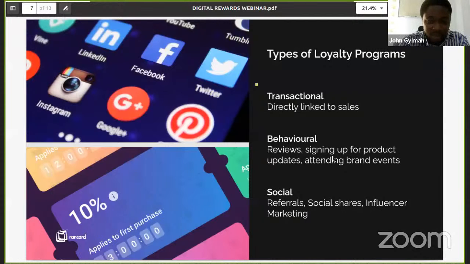So thank you very much, Esther. Now for the types of programs, generally speaking, in the industry, most loyalty programs can be categorized as a point-based program.